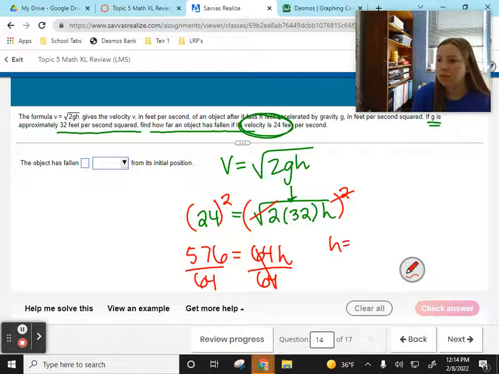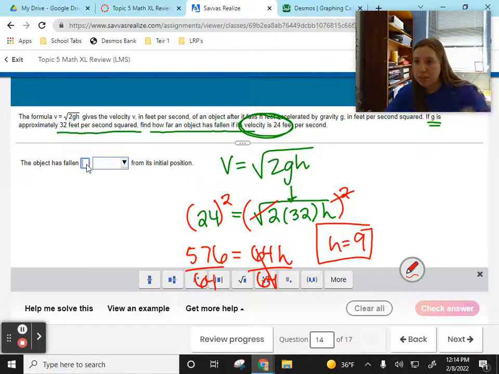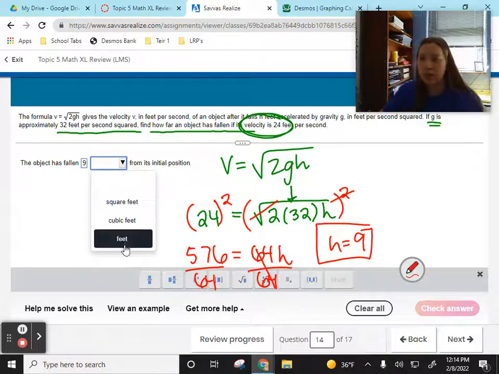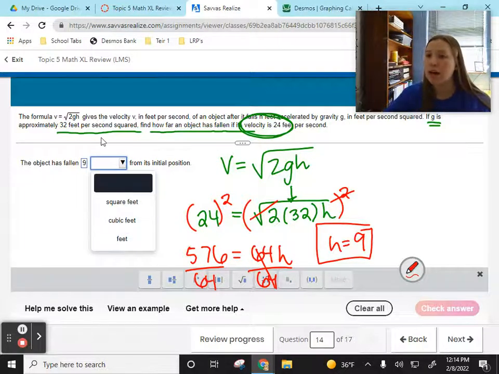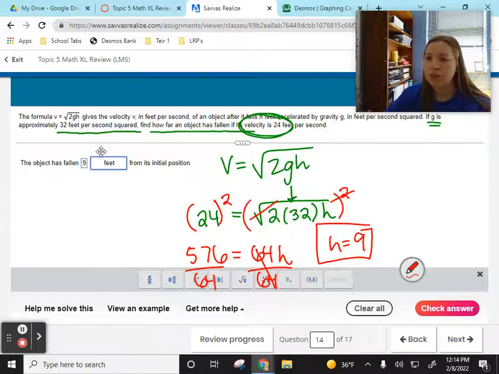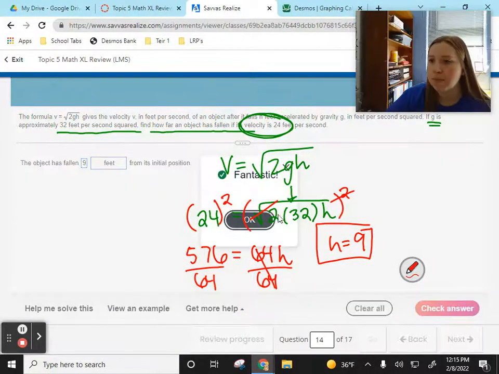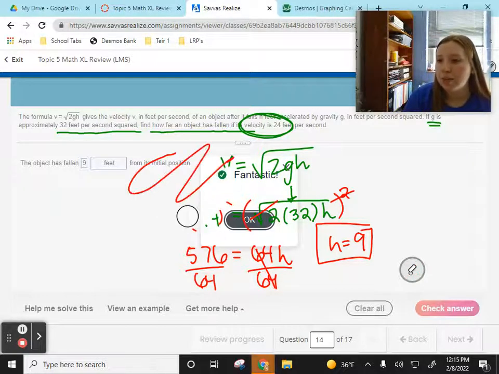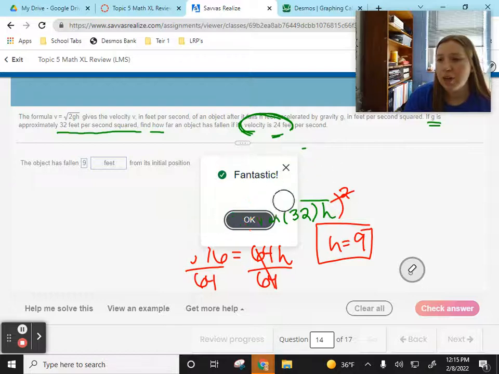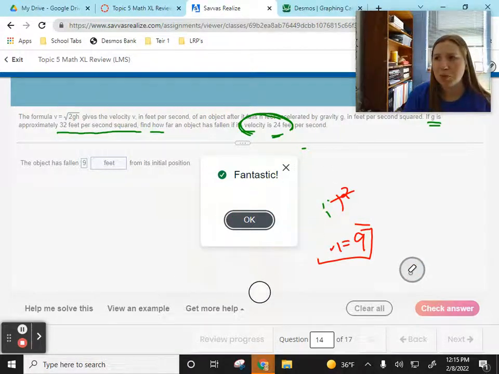H equals 9. So that means the starting height of my object that I dropped had an initial height, or it falls 9 feet to reach that velocity of 24 feet per second. Oops. And we are almost done. I think we have a couple more word problems though.